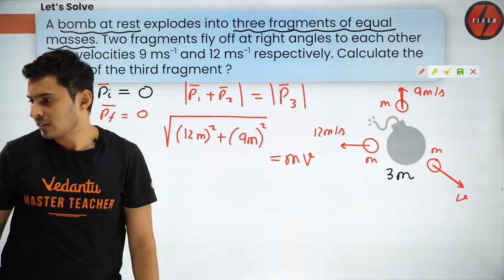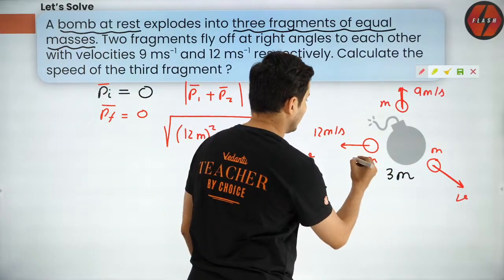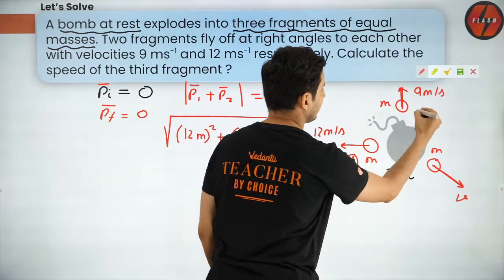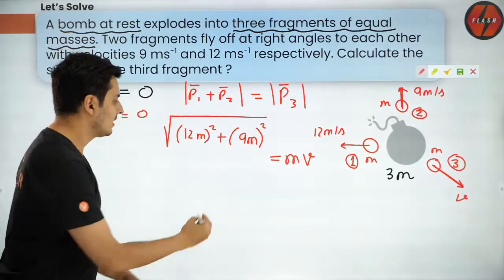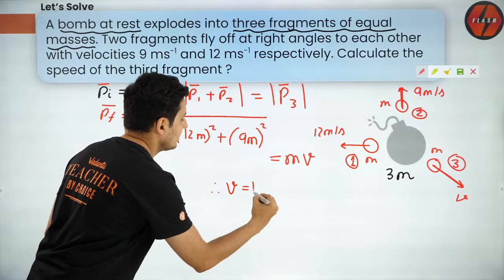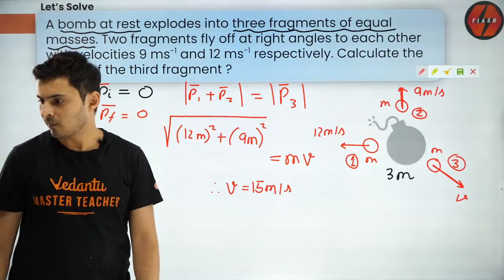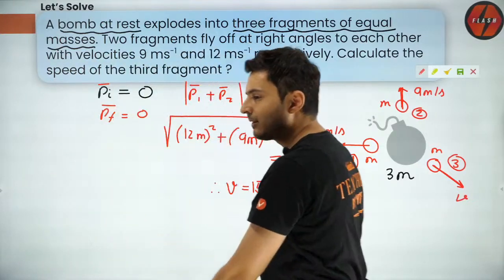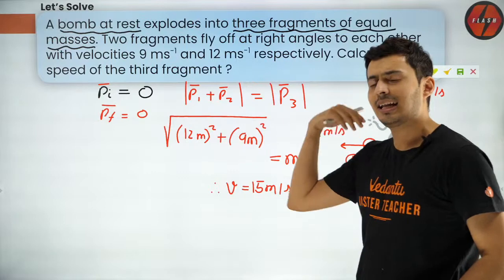Yes, very good. The third fragment is this one. This is fragment number 1. This is fragment number 2. This is fragment number 3. That's it. Solving this, you should get V as 15 meters per second. I hope this is clear. Very good. Very good. If you guys have got it. Excellent. Are you guys now ready for the next level of problem?